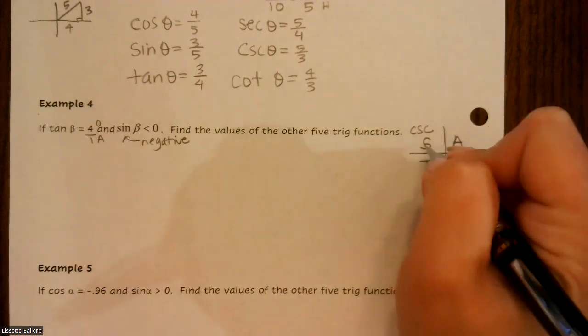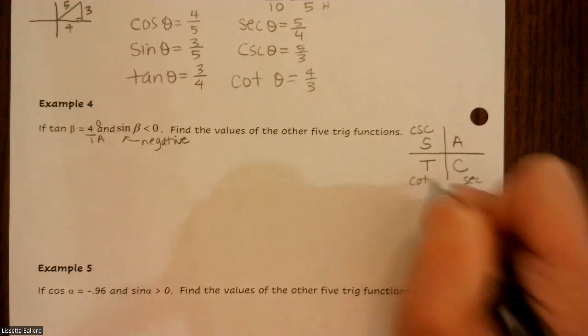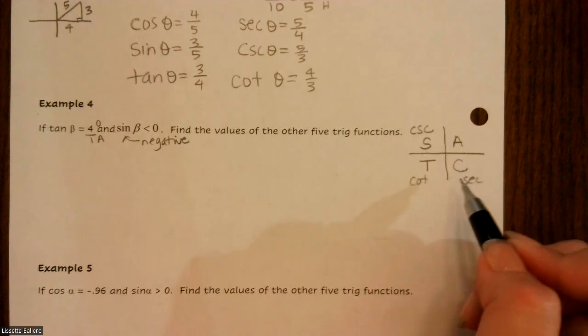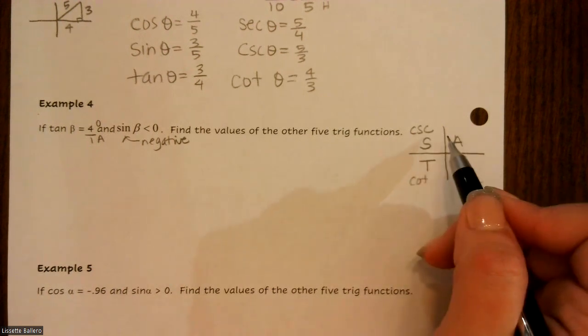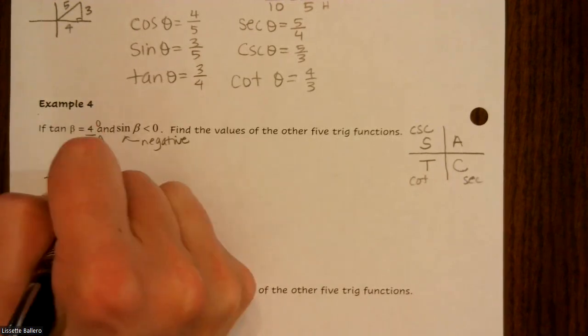So the cosecant would be with the sine there, and the secant would be with the cosine, and the cotangent would be with the tangent. So this is where they're positive. So we can use this to figure out which quadrant this is in.